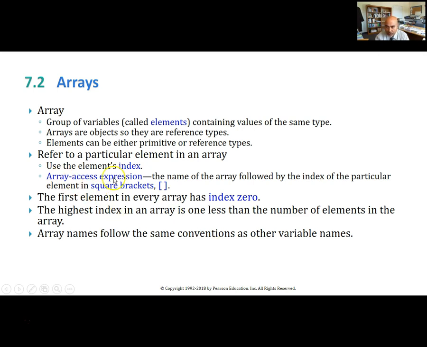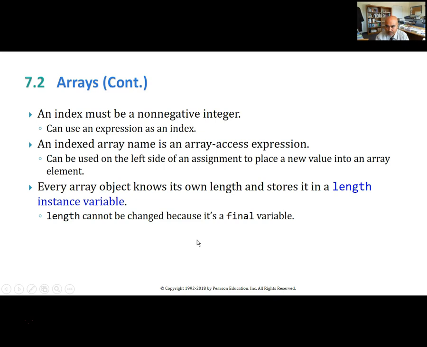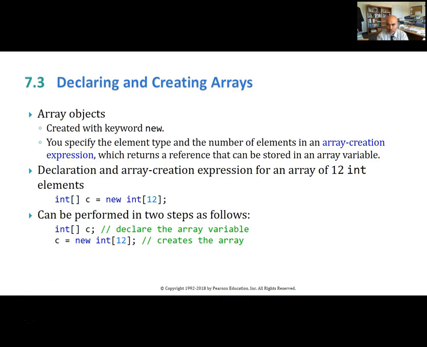We talked about the array expression, the square brackets, and the index of 0. The highest index in an array is 1 less than the number of elements, since it starts with 0. And array names follow the same conventions as other variables. Alright, so this is how an array would look.